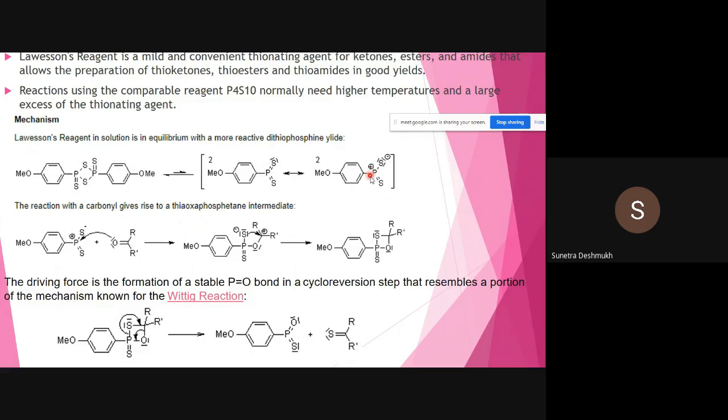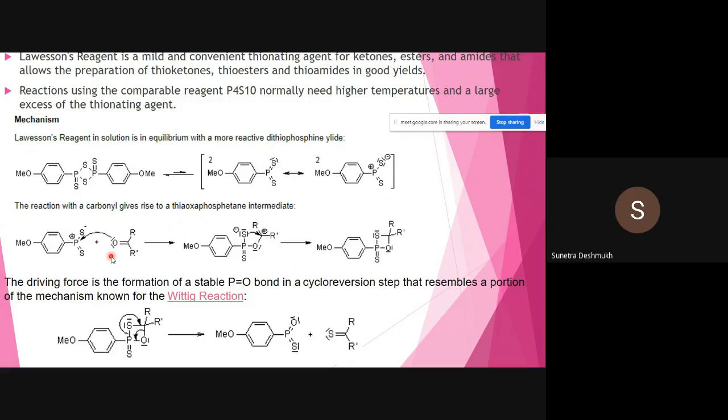Phosphorus is normally pentavalent or trivalent, but here you can see phosphorus is tetravalent. So it's electron deficient, and you have to put a positive charge. Lone pairs are present on sulfur, so it becomes electron rich, so a negative charge. So this is dithiophosphine ylide, and ylides are normally highly reactive, so they can react very quickly. Once we are able to generate this type of ylide, we can react it with carbonyl groups.